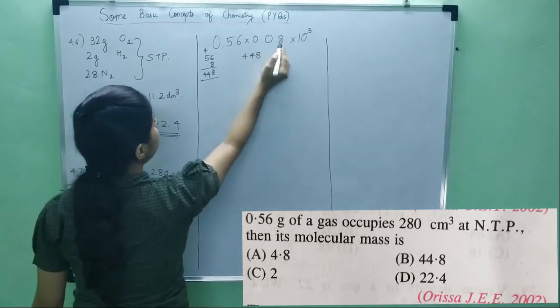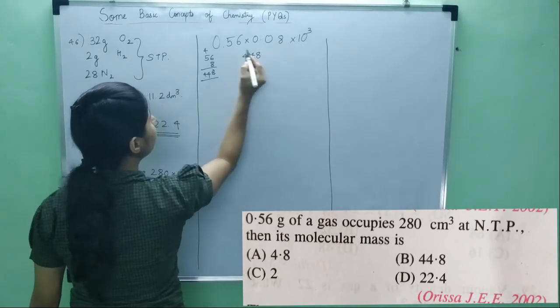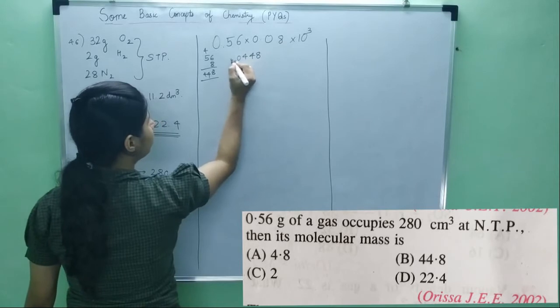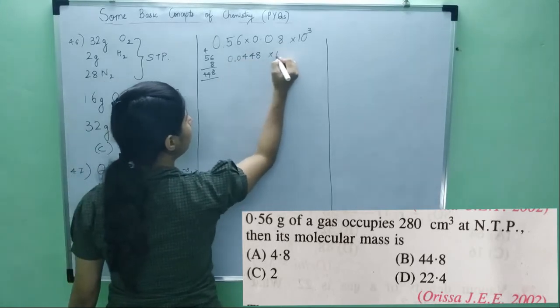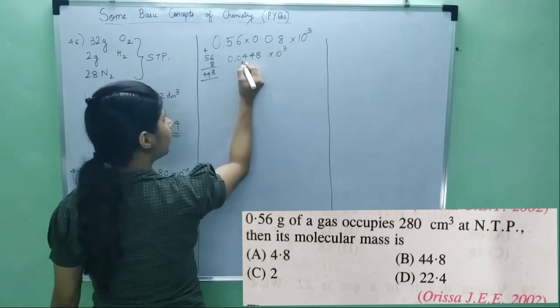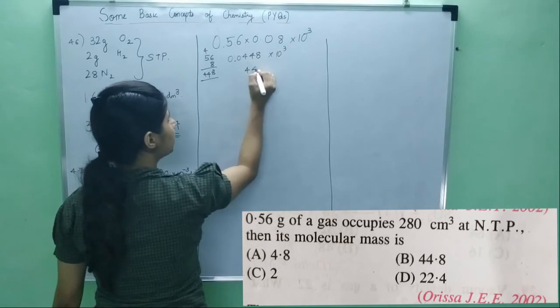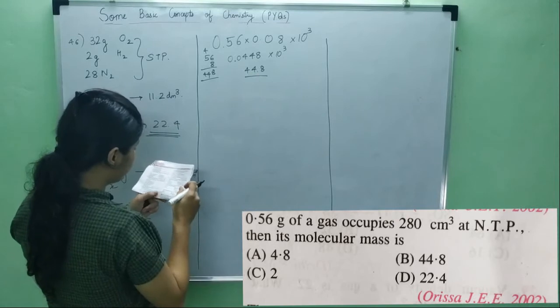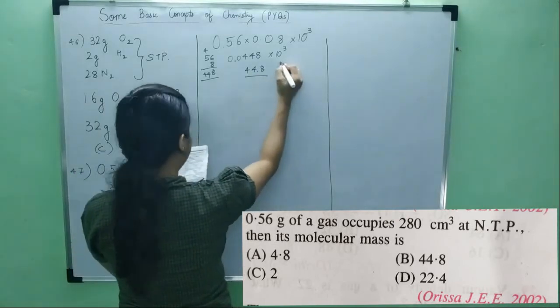Now look at the decimals. 1, 2, 3, 4. So 1, 2, 3, and then after one more, this is 4. And into 10 to the power 3. Now multiply by 3, 1, 2, 3. So this comes out to be 44.8. Okay. So the correct answer is option B.